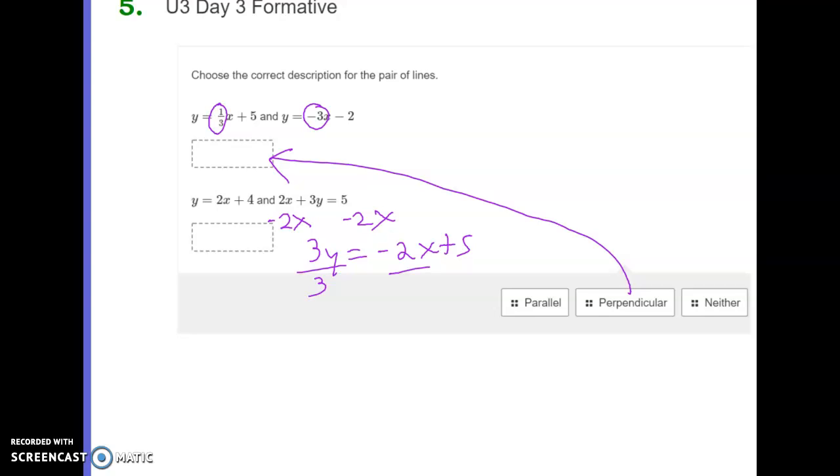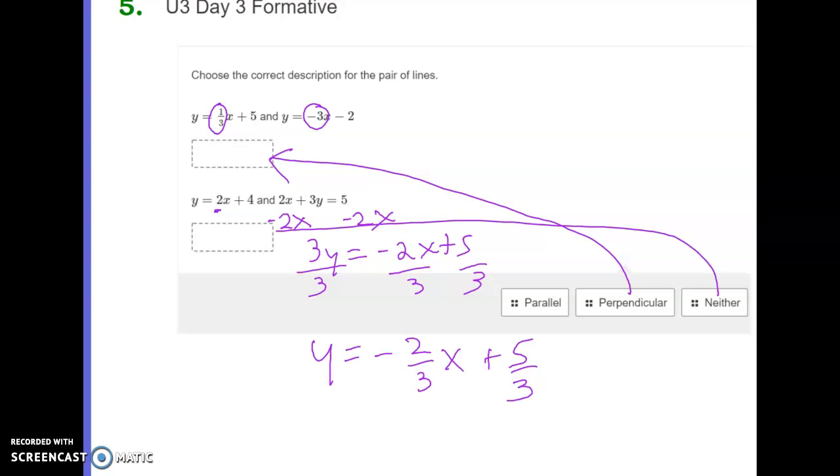And you don't have to do this, but it's just easier to see why this slope for the second equation is negative 2/3, and for the first equation is 2. So those are not the same, nor are they opposite reciprocals or negative reciprocals. So that is neither. And I believe that is the last question.